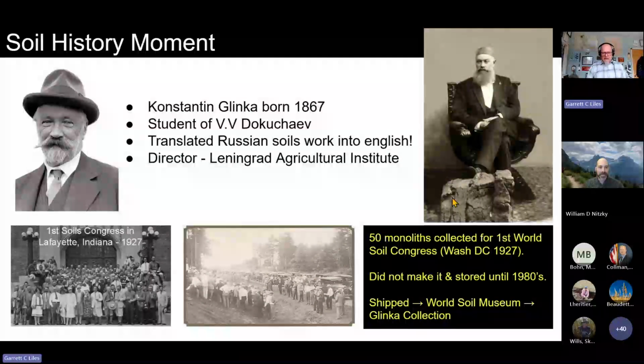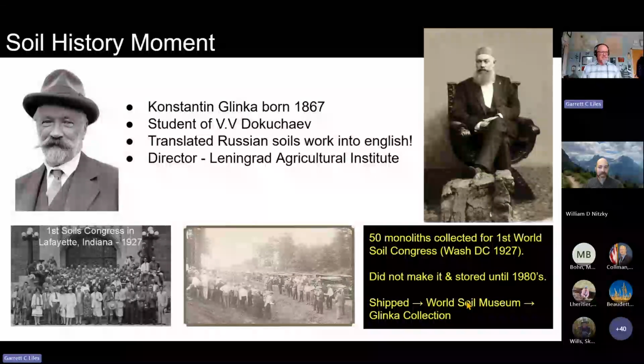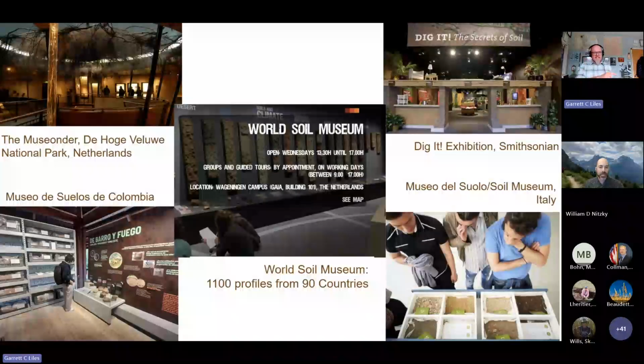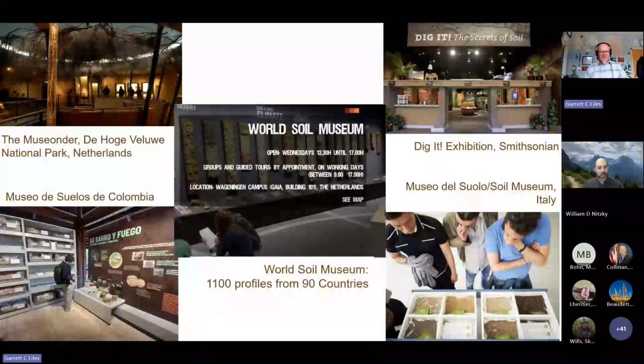They never got made into anything, and they were found in a warehouse in the 80s, and then they got shipped to the World Soils Museum. And just that reality of this effort to try to get people to appreciate what this was and what this is, and that led to this. But you know, the reality is that monoliths have their issues as well, and we'll get to that in a second.